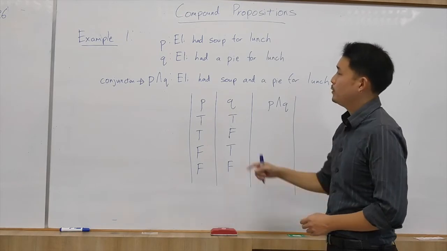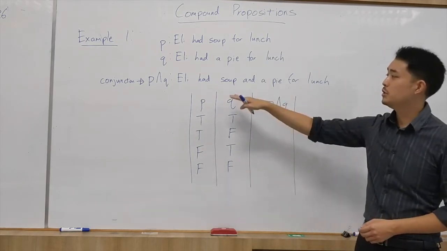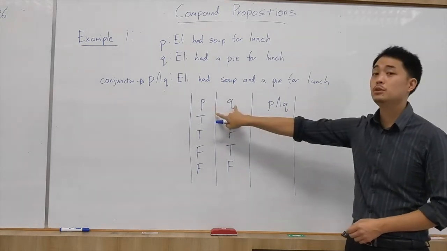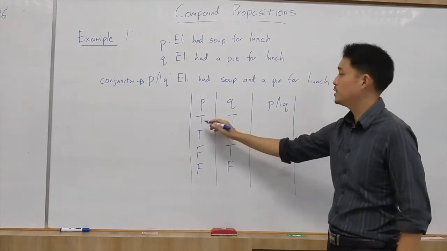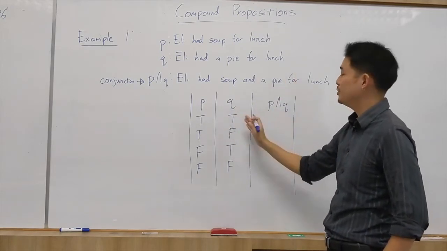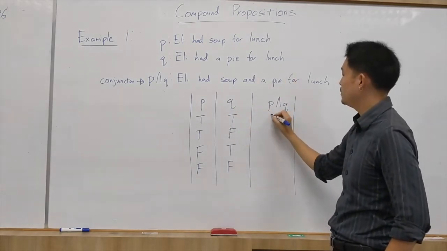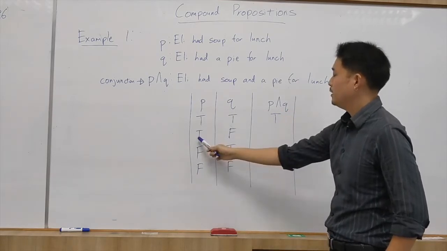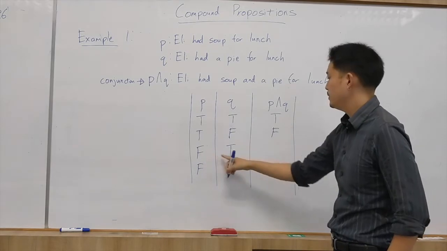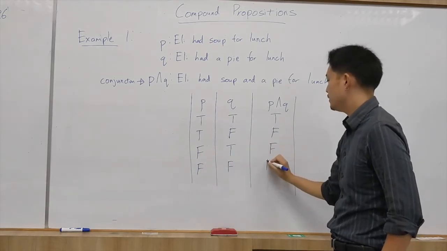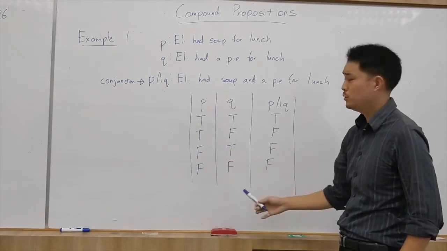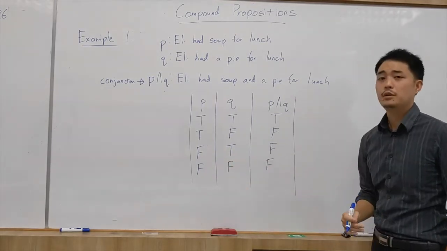Now, keep in mind that the conjunction is the combination of these two, and it's only true if both P and Q are true. So in this case, P true, Q true, then P and Q is true. If P is true and Q is false, then it's false. This is false, and this is false. So as long as there's one false anywhere between P and Q, then the whole conjunction is false.